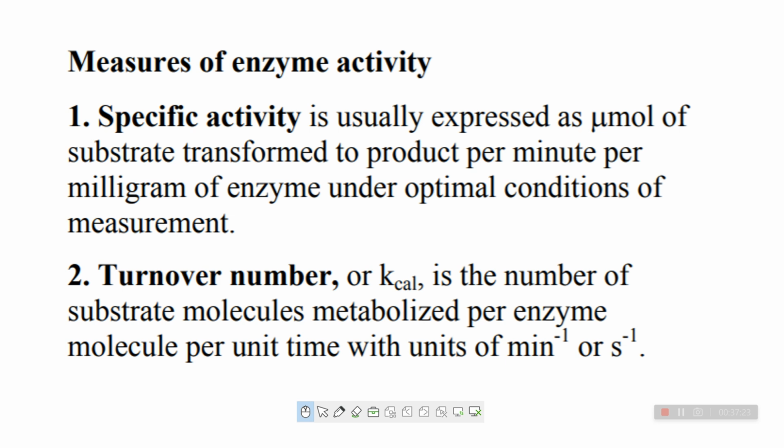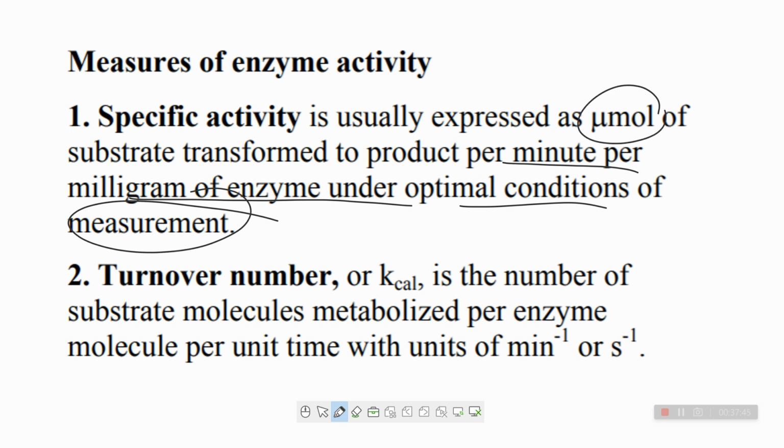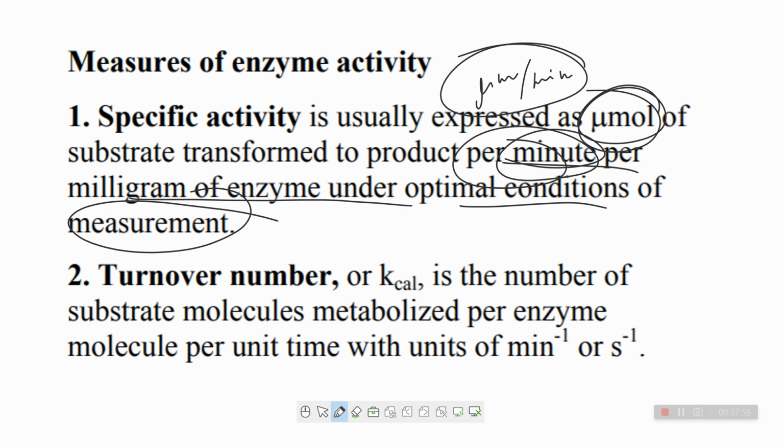Measure of enzyme activity. Enzyme activity can be measured by two factors. First is specific activity and second is turnover number. Specific activity is usually expressed as micromoles of substrate transformed to product per minute per milligram of enzyme under optimal conditions of measurement. Remember this unit: micromole per minute per milligram. This is very important as the unit of specific activity.